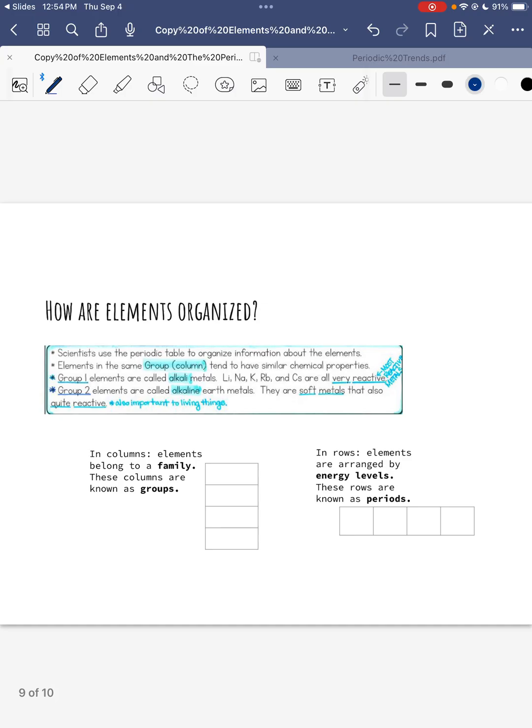Then we get into how elements are organized, which is kind of a two-way street. The first is that elements are organized into groups or columns.